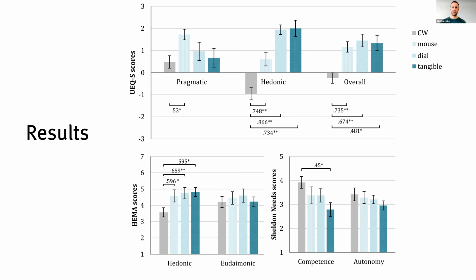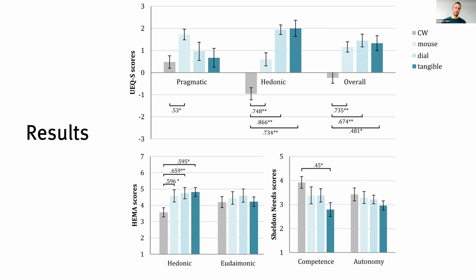The values printed there are eta squared, eta partial squared. So those are rather large effects, even though not all effects were significant because we, well, had a rather small sample there. And on the pragmatic dimension, this is interesting because only the mouse achieved a significant different pragmatic effect there.